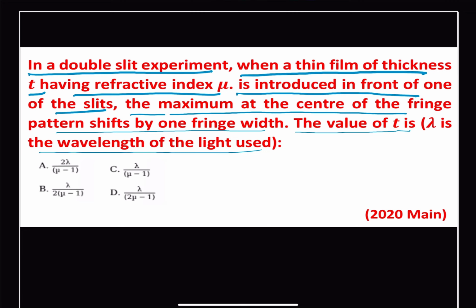So once again, we can divide this question into two parts. In the first part, when there is no thin film, and the second part when this thin film has been introduced. And the difference between the two is the pattern shift of one fringe width, that is nothing but our beta. Or we can also find out the path difference based on this. So we can draw an approximate figure for both the cases.